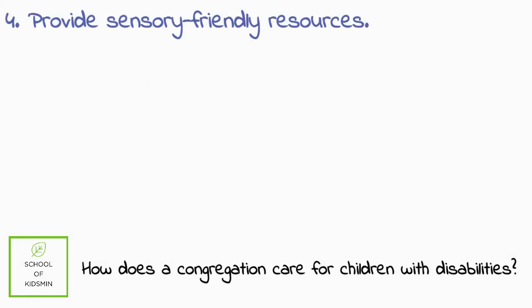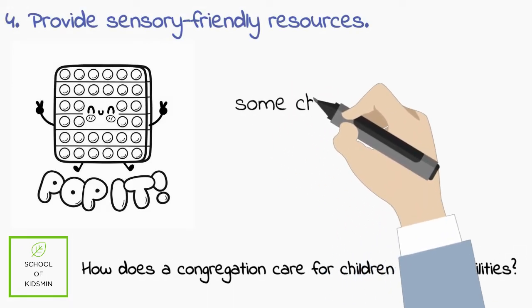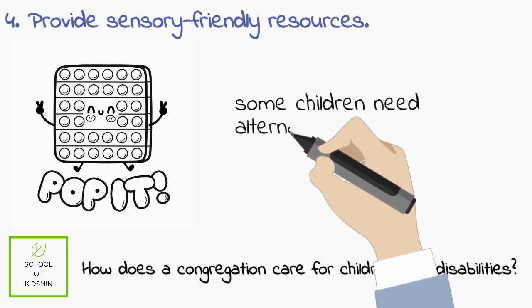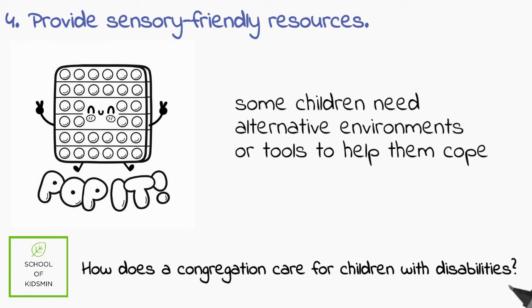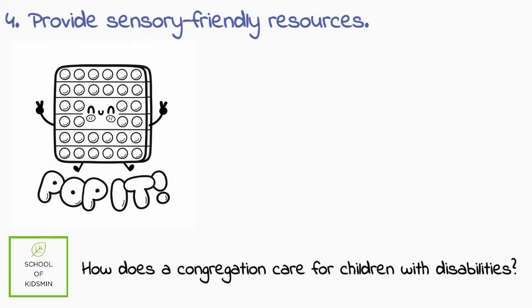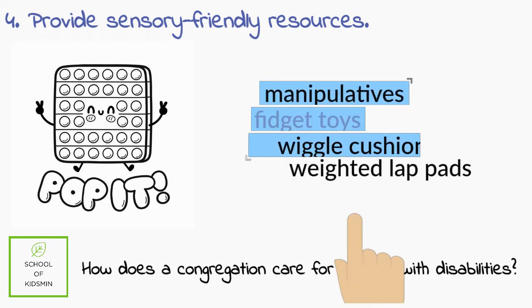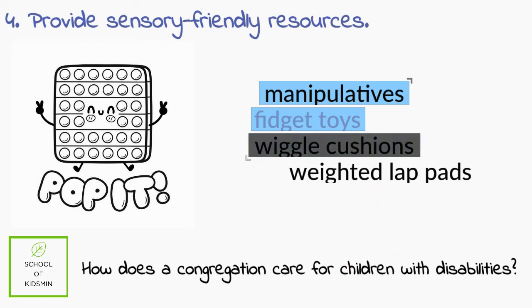4. Provide sensory-friendly resources. Depending on their disability, some children need alternative environments or tools to help them cope. Include manipulatives, fidget toys, noise-cancelling headphones, wiggle cushions, weighted lap pads, and sensory toys in your toolbox or sensory-friendly room.